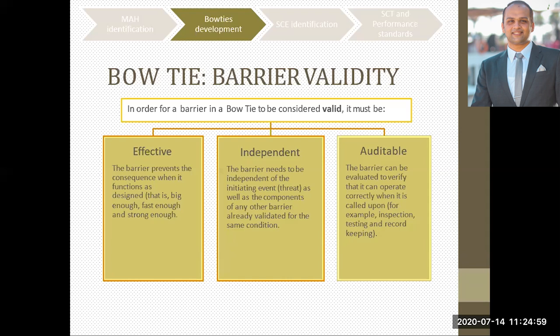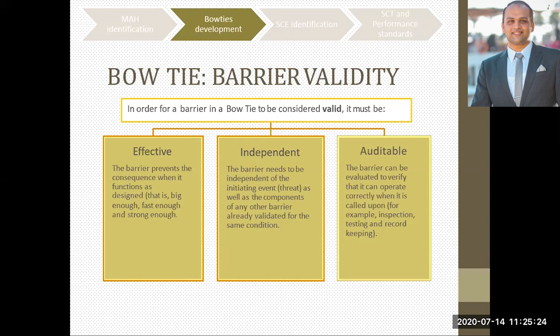Hopefully that was clear. So independent means the barriers together don't have to be dependent by any means, and there's no common cause failure between them. In addition, they have to be independent from the threats themselves. So if the threat by any means relates to the barrier, we cannot put it as a barrier.